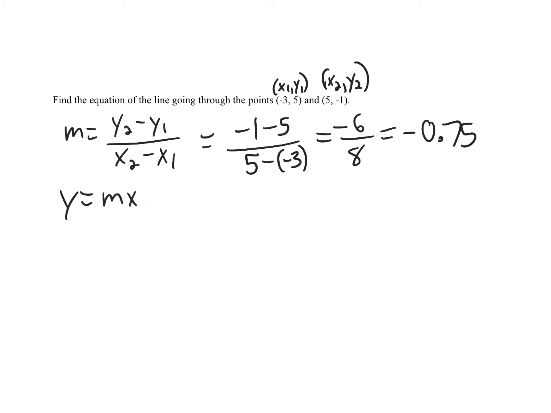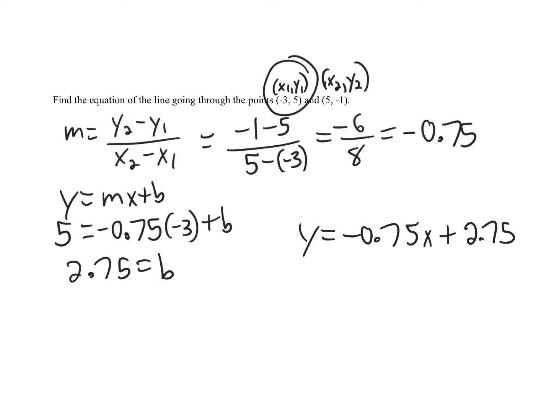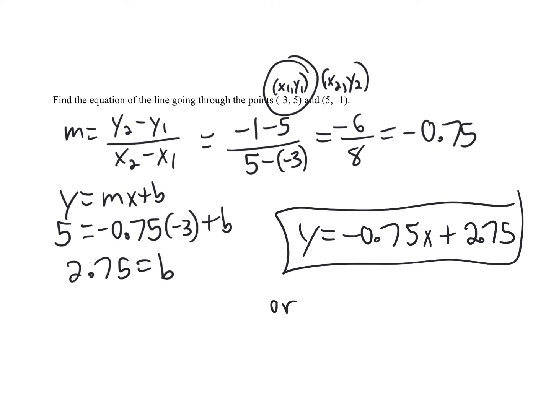Now we can use y equals mx plus b. We know that we have a slope of -0.75, and then you can use 1 point. So I'm going to use the first point, put in 5 and -3 plus b. This rearranged will give you a b value of 2.75. So y equals -0.75x plus 2.75. Or if you wish to put it in fraction form, this would also be acceptable.